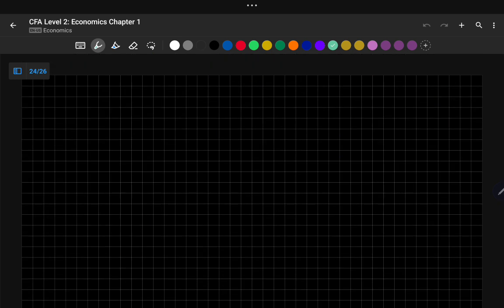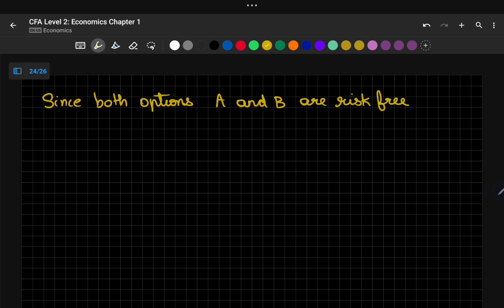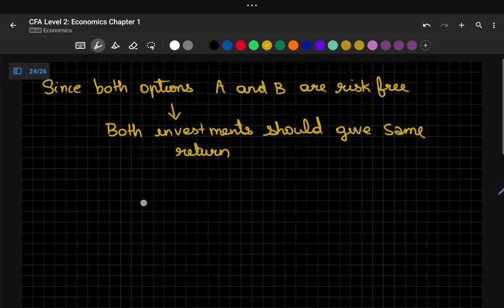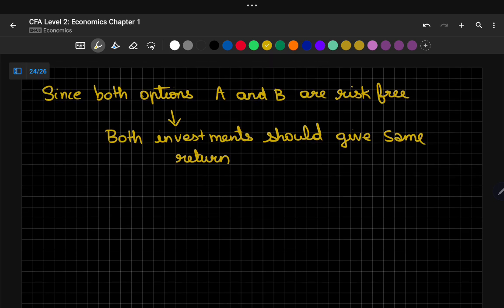So now what we have to do is, since both options A and B are risk free, both should give the same return. Both investments should give the same return, because if not, an arbitrage profit opportunity exists.